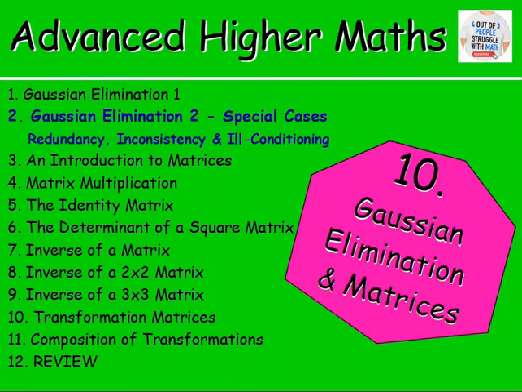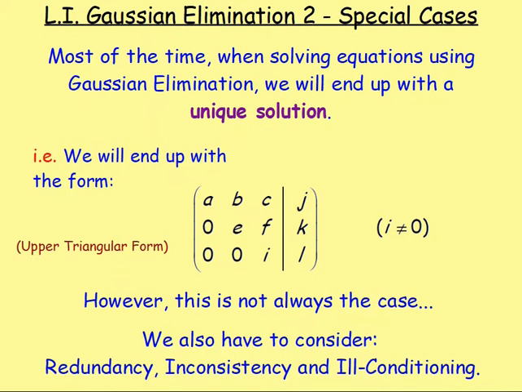Lesson 2, we were looking at Gaussian elimination again, but we were looking at special cases. So your special cases. A lot of the time when you use Gaussian elimination to solve your equations, you will end up with a unique solution. In other words, you will end up with your little triangle of zeros here. And you can solve for your z, your y, and your x. However, this is not always the case.